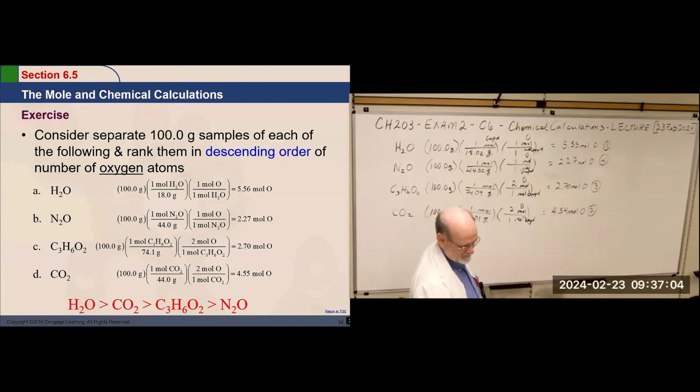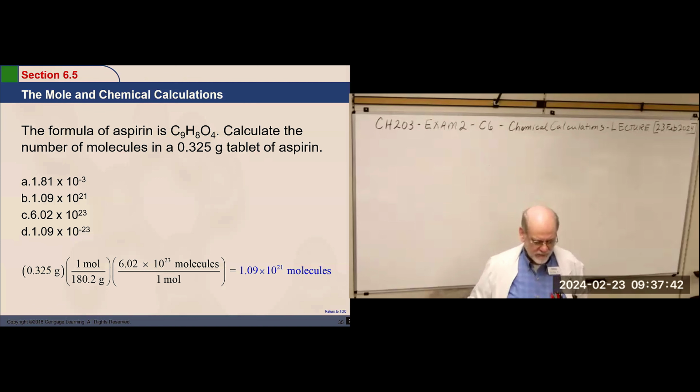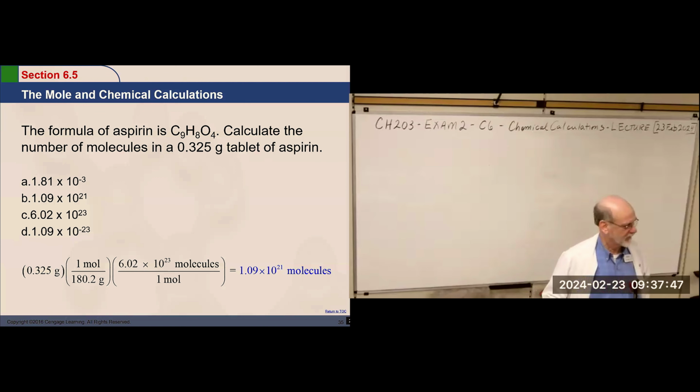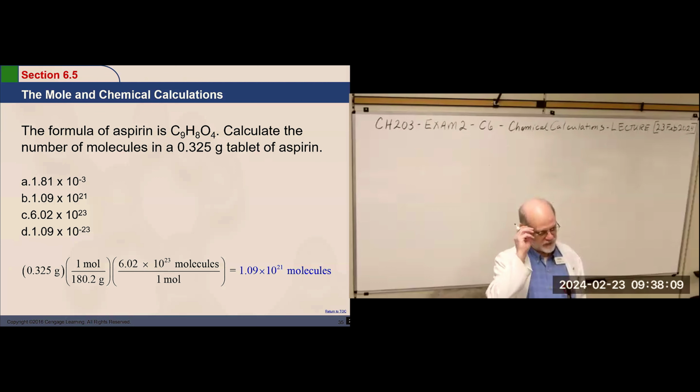Now, the formula of aspirin, calculate the number of molecules in a 0.325 gram tablet of aspirin. Why did we pick 0.325 grams? Have you ever looked on a bottle of full strength aspirin? Not the baby aspirin that I take every morning as a blood thinner. 0.325 grams is 325 milligrams, and that's the strength of full strength aspirin. So that's where that number came from.